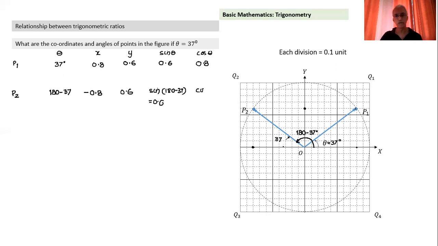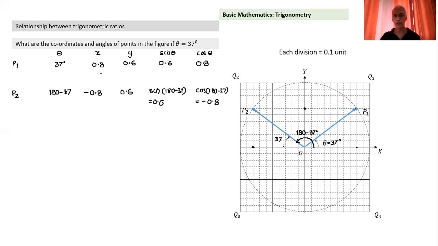And cos of 180 minus 37 will be equal to the x coordinate, which is minus 0.8. Of course, cos is negative in the second quadrant. So what we notice here, in this case also, the sign has changed, but the magnitude of x and y coordinate has remained the same.